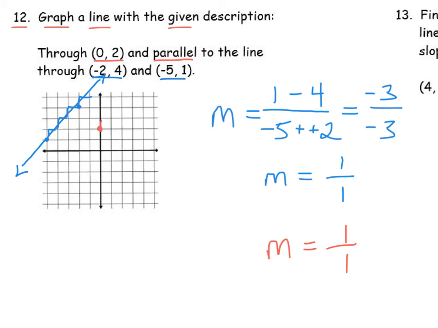From that red point, I'm going to go up 1, right 1, find a new point. Or the other option is to go down 1, left 1, find a new point. Now I have more than enough to graph my line, so it looks like this is the line that's going to be parallel to the line that passes through these 2 points.